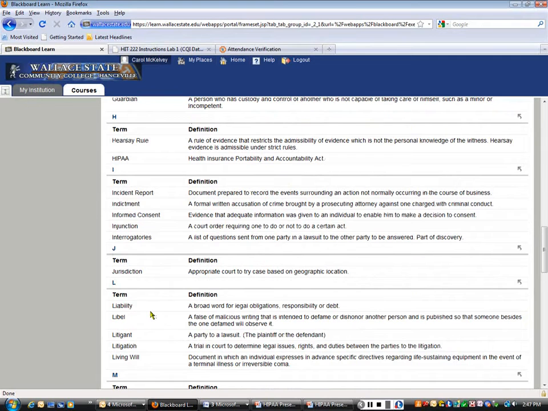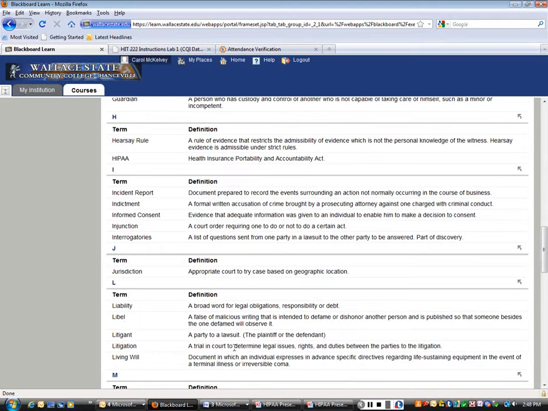Liability, we've talked about that. A broad word for a legal obligation, responsibility, or debt. So to be held accountable or responsible for something is to be held liable. So that's liability, as opposed to libel, L-I-B-E-L. Libel is a false or malicious writing that's intended to defame or dishonor another person and is published so that somebody else sees it. And so remember, that's the written form, as opposed to slander, which is the oral form of defamation. So libel, written, a malicious writing.